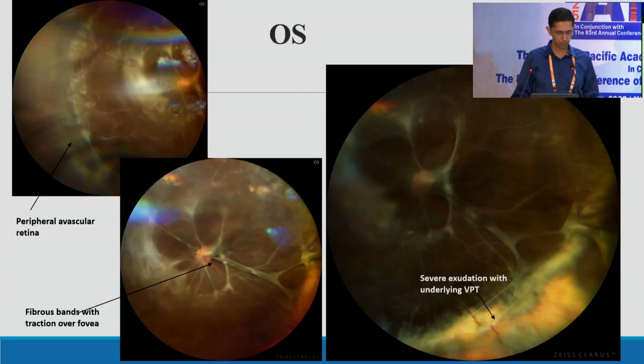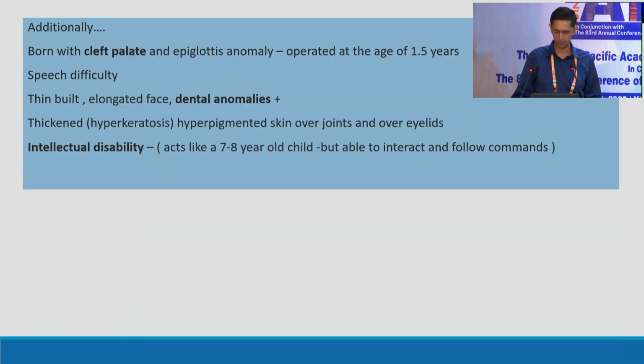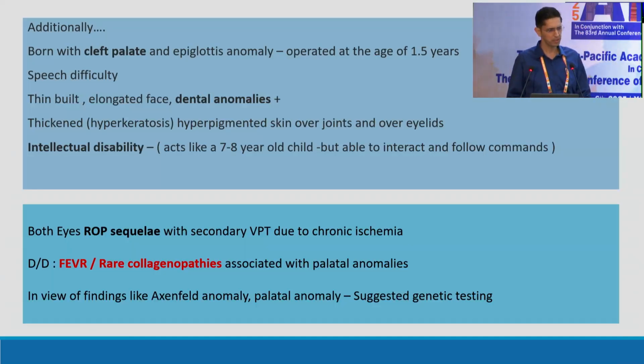The left eye was even more drastic with dense fibrotic bands causing traction, significant chronic exudate in ITQ from an old VPT lesion, and a peripheral avascular retina. Additionally, this child had a history of cleft palate surgery and had dental anomalies. So we were not just looking at a ROP sequelae here, although there was a history of prematurity. Because of these features combined, it did not make sense in terms of prematurity.